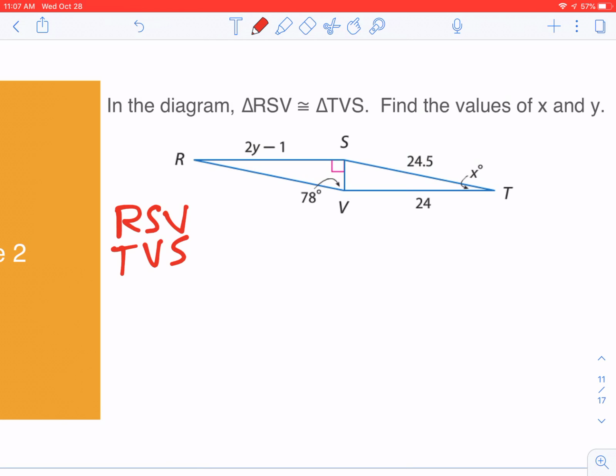our angles. So R goes with T. So if T is X, that means R is also X. We're going to go with SV, that means this is a right angle, and VS, that means this angle over here is also 78. And then we can go with the sides.